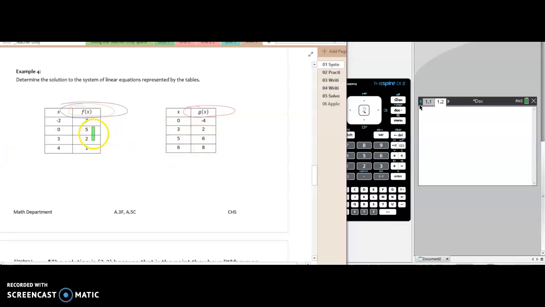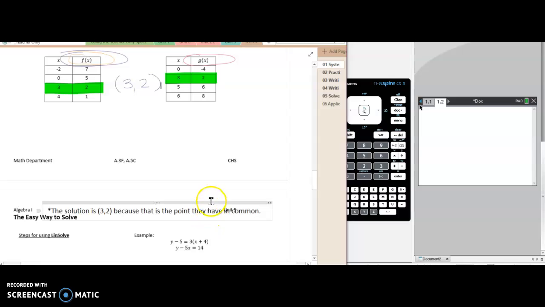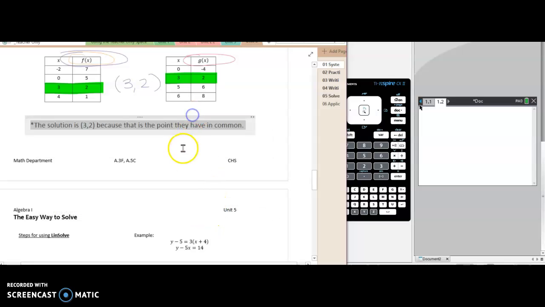So what we're looking for is the same point. And so whenever I look, I can tell that the one that is the same is 3, 2. So I know that my solution is 3, 2. Okay? Because it is the same point, it's the point that they have in common.